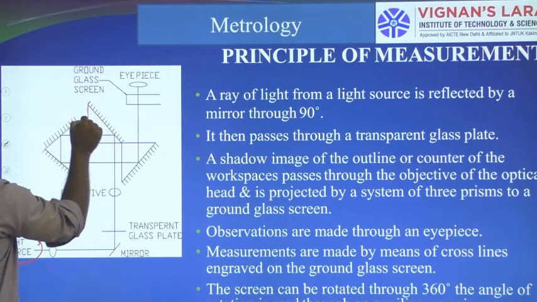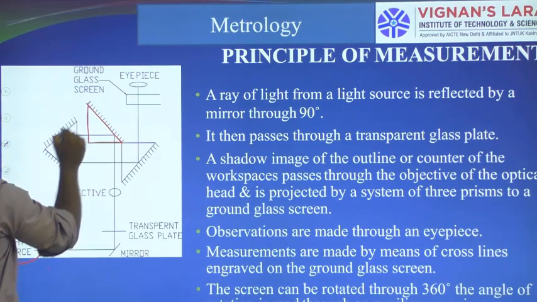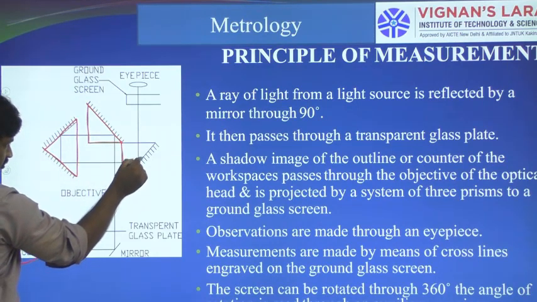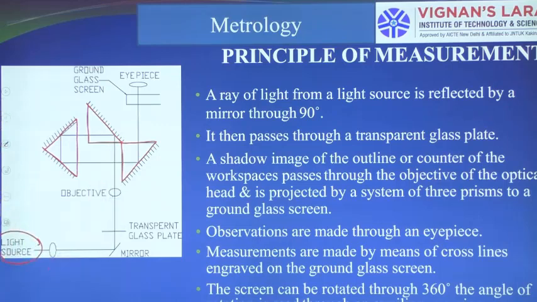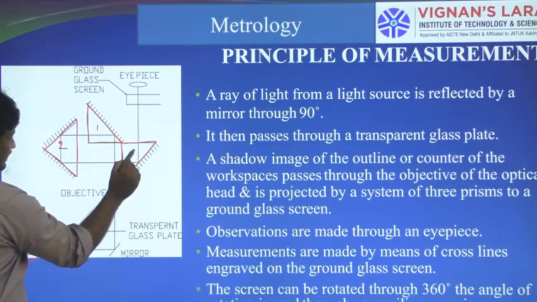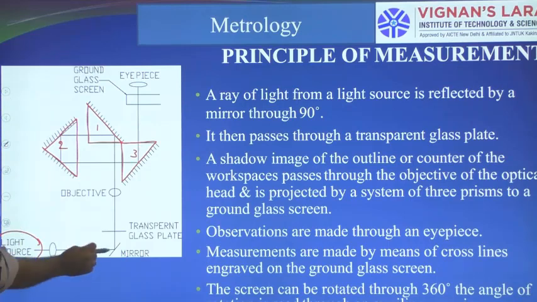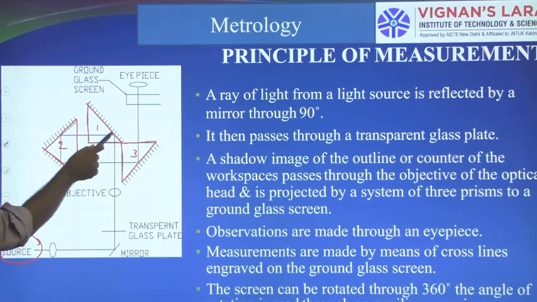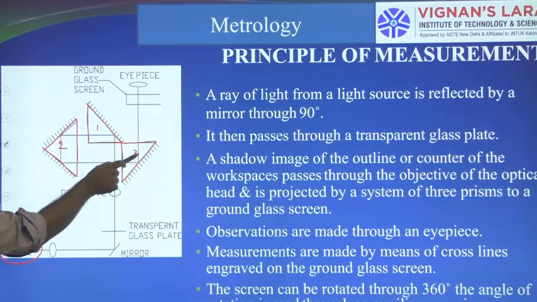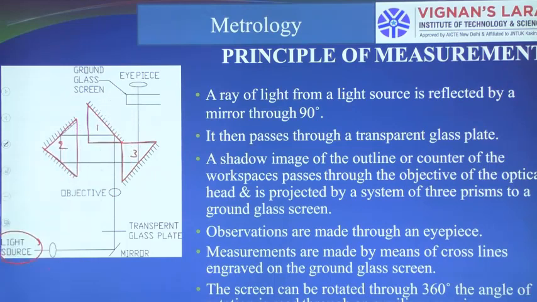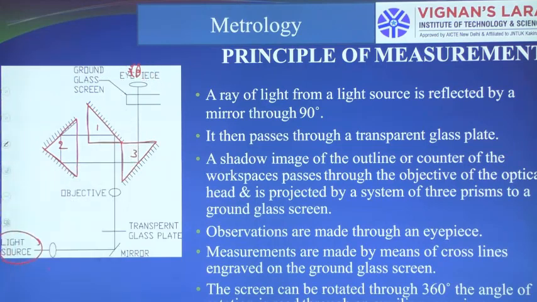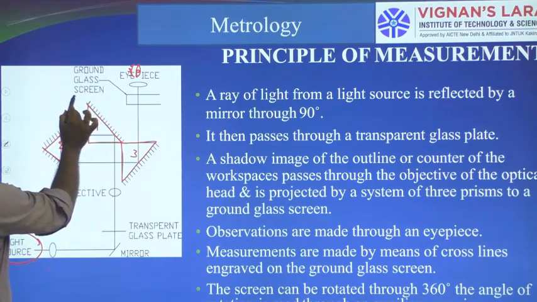So here is a combination of 3 prisms: prism 1, 2 and then 3. The light ray, by means of the objective lens, is falling on prism 1, and it is deviating and falling on prism 2 and then 3, and then it can be viewed through an eyepiece. So through an eye, we can observe these measurements. Between the eyepiece and the prism, we have a glass screen.